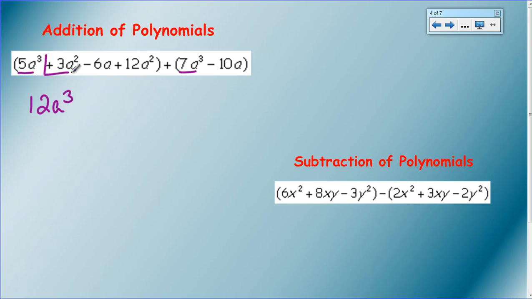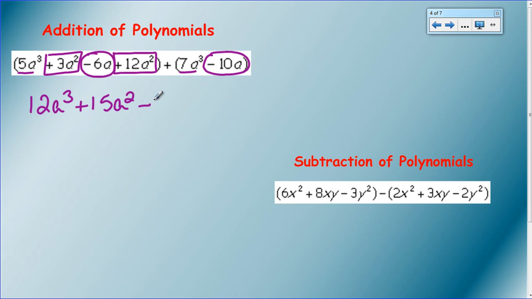Then I have this 3a squared. Well, and then I also have a 12a squared in the same set of parentheses. Well, I have to put them together because they are like. So 3 plus 12 becomes 15. So I have plus 15a squared. Then I have minus 6a plus negative 10a. Well, negative 6 plus negative 10 becomes negative 16a. And again, I have a trinomial because it has 1, 2, 3 terms, but this is to the third degree because the highest exponent is a 3. So this is a third degree polynomial.